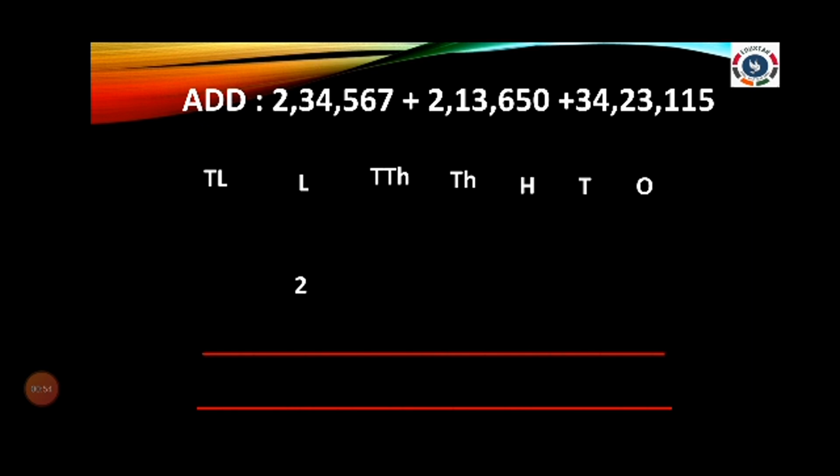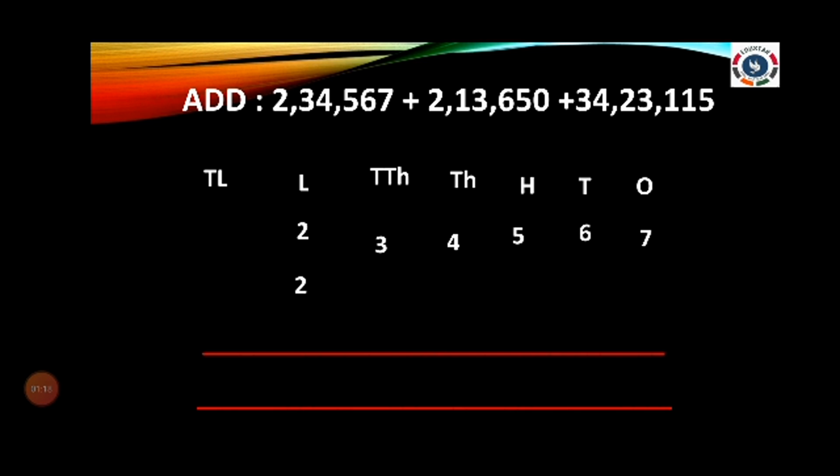Now you tell me, which is the last digit in the first number? It is 7. It is in the ones place. So we have to fill from right side onwards to left. First, the number 7 in ones. So I write in the ones place 7, then 6 in tens, then 5 in hundreds, 4 in thousands, 3 in ten thousands, 2 in lakh.